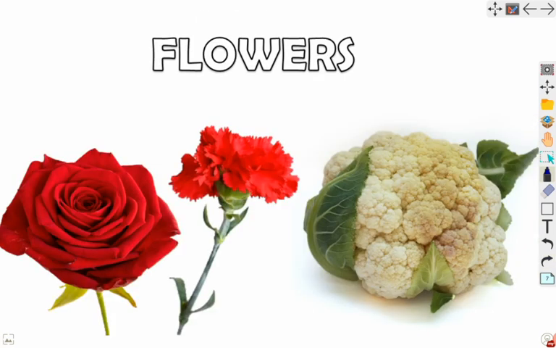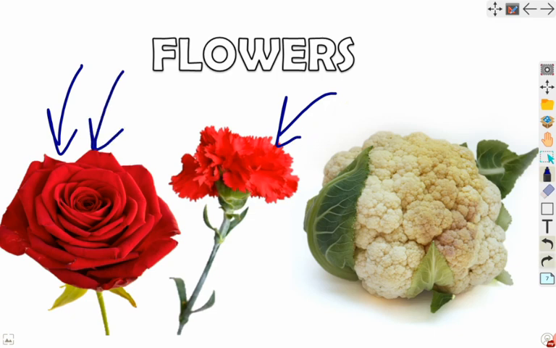And finally, this flower. Can you see these three flowers? The rose flowers, the carnation flower, very beautiful rose and carnation. And look, this cauliflower is a flower, and you eat it, yum yum yum, and it's a flower. Do you think it is a flower? So yes, it's a special flower.